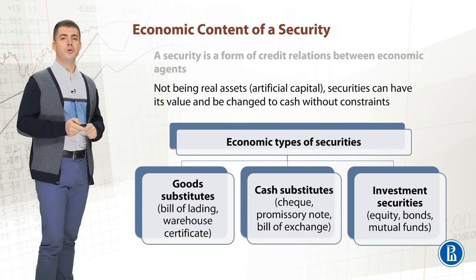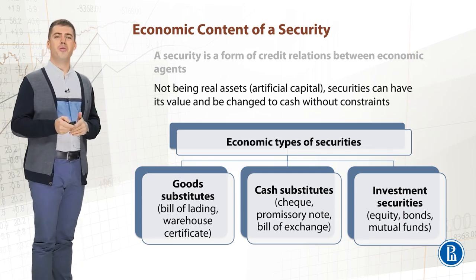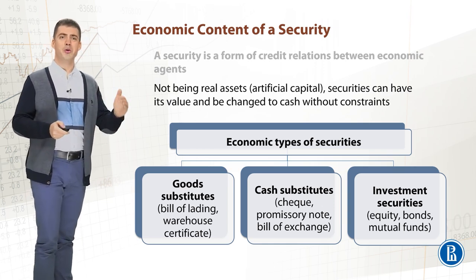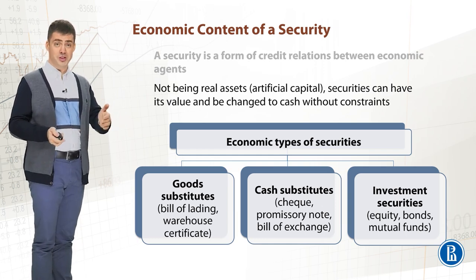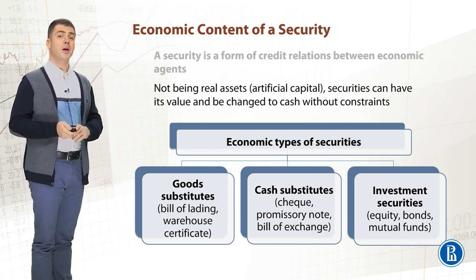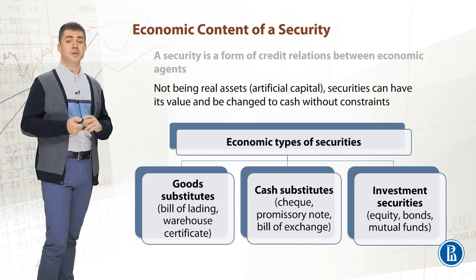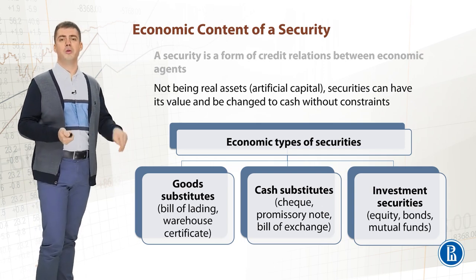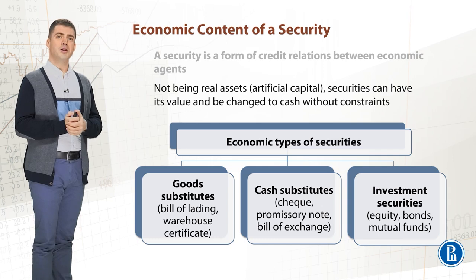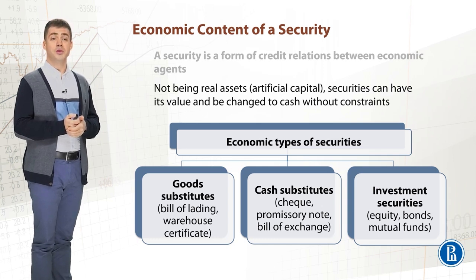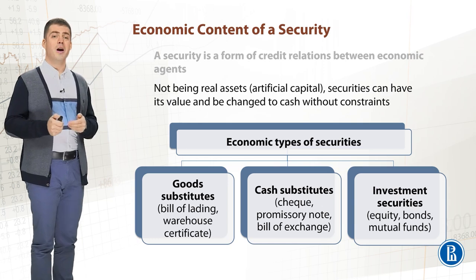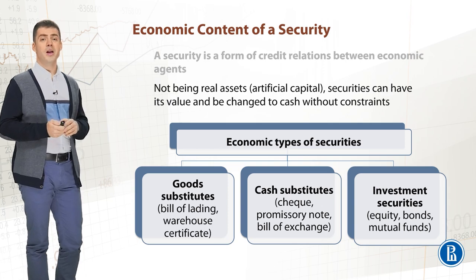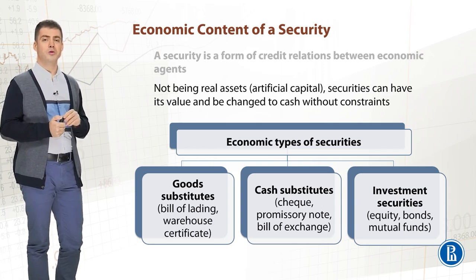From the economic point of view, a security is always a form of credit relations between economic agents, because, as I said before, this is the right represented by security which makes the security's value. And depending on what the security substitutes, we can distinguish between the three economic types of securities. A security may be the substitution of goods. Those securities are bills of exchange, warehouse certificates, and some others. They are not frequently used in the modern market economy.